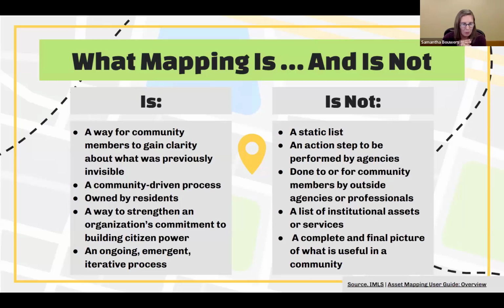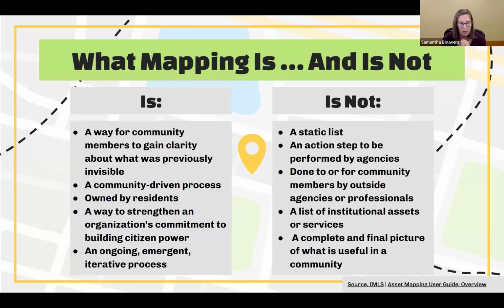Asset mapping is a way to take things that are maybe a little less tangible, a little less visible, and make them front and center as a way to celebrate. We can talk about all the things we don't have, but we do have all of these really good things as well. So the first bullet point says, gain clarity about what was previously invisible. It's a way to highlight the good things a small community has going for it.